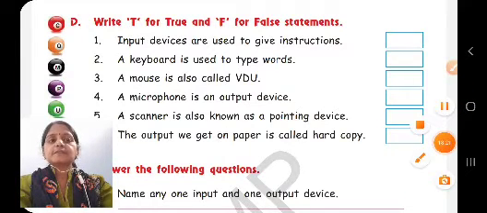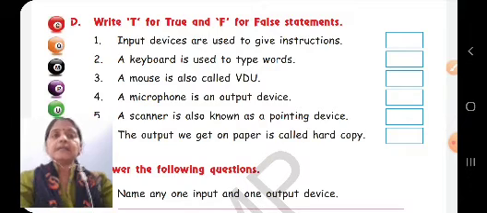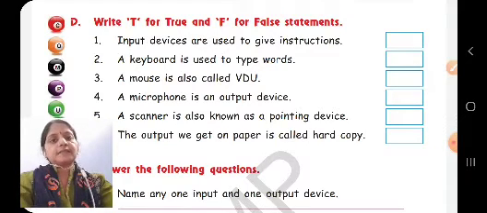Here is the next question, that is question number D. Write T for true and F for false statement. So children, as we know, here some statements are given. If they are true, you will write T for true, and if it is false, you will write capital F.